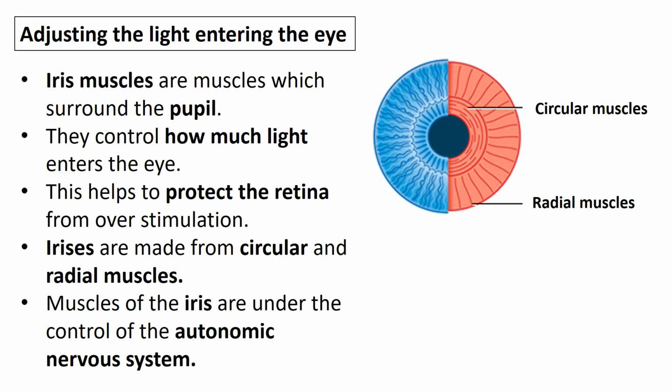Okay, we can also adjust the amount of light entering the eye, not only focus it. We need to adjust this so that the light doesn't damage the retinal cells. If the retinal cells do get damaged, it can lead to permanent eye damage. So it's very important that we get our iris muscles controlling how much light enters. The iris muscles are muscles that surround the pupil. You can see they are made up of circular muscles around the pupil, as well as the radial muscles around the first layer of the circular muscles. And these help to open the pupil so more light can get in, and make it smaller.